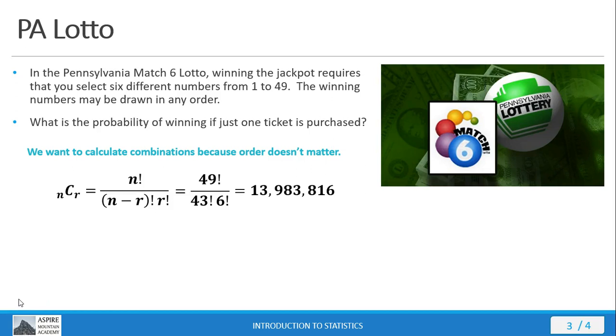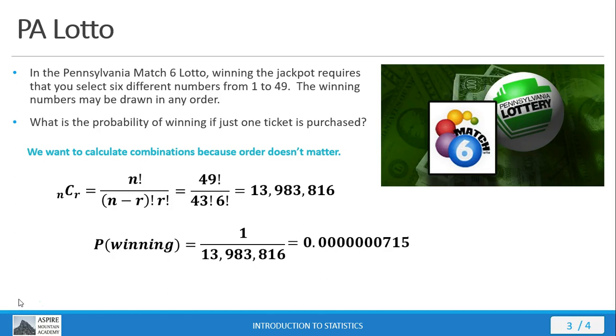Now that we've got the whole, we can calculate the probability. Just put the part over the whole. 1 is our part because we're purchasing just one ticket, and the whole is the sample space that we just calculated with our combination equation. So 1 over 13,983,816 is a very small number. If you were to actually divide that through with your calculator, here's the number you'd get. As you can see, this is a really, really small number. The odds are really stacked against you when you're playing the lottery.